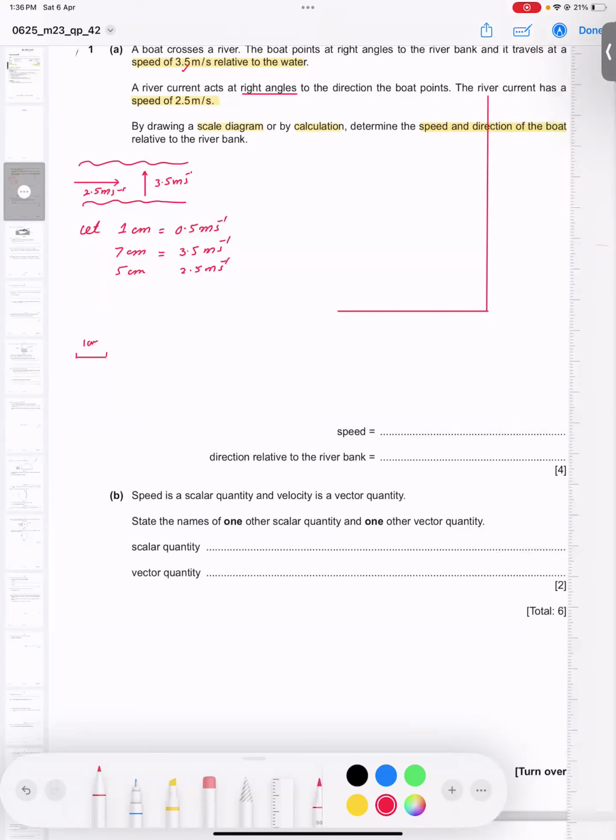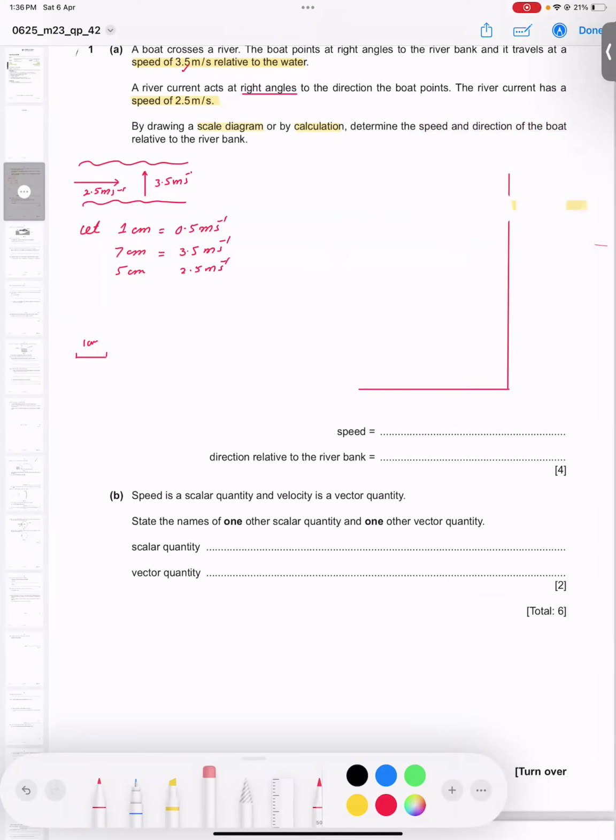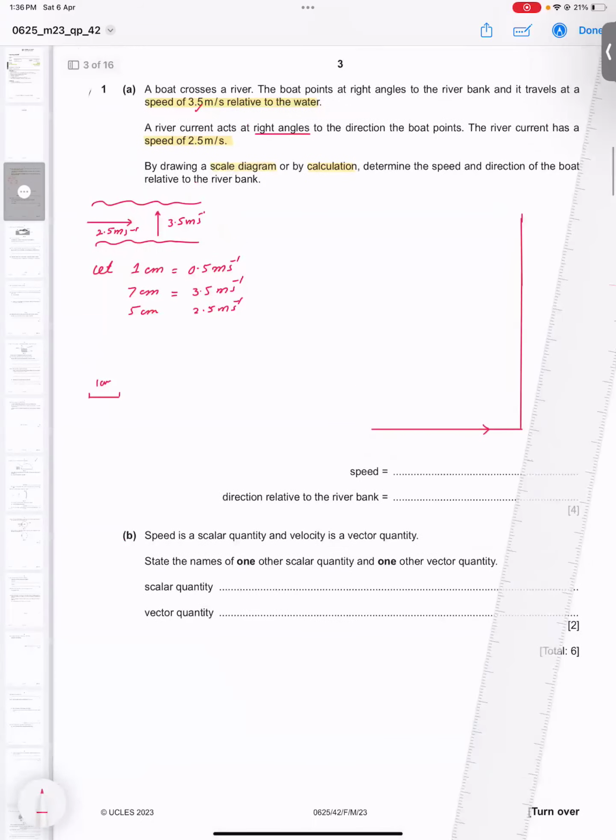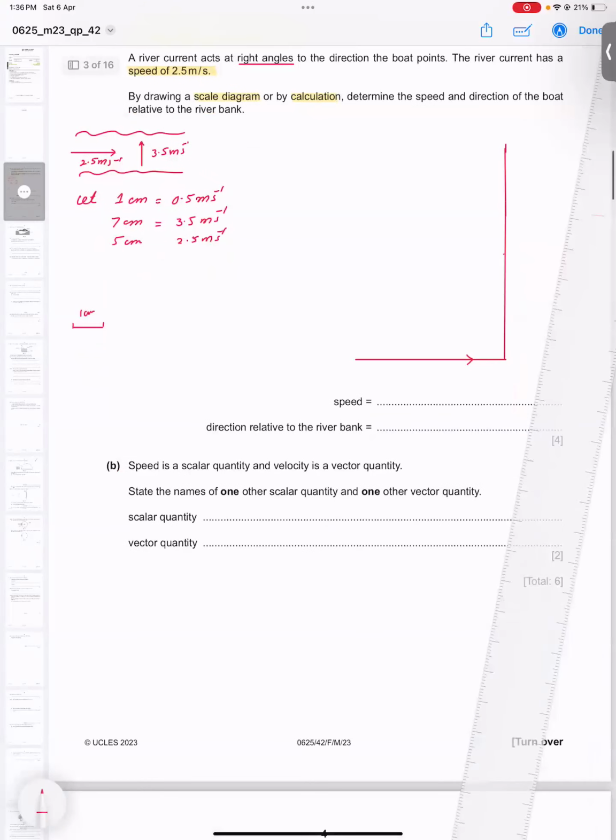Unfortunately, I can change the position of this diagram a little bit. Okay, now it's fine. Let me mark the direction. This is the river direction, and this is the boat direction.